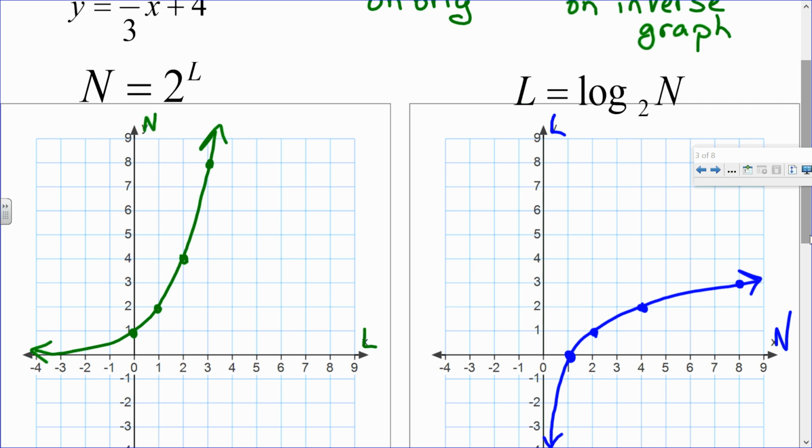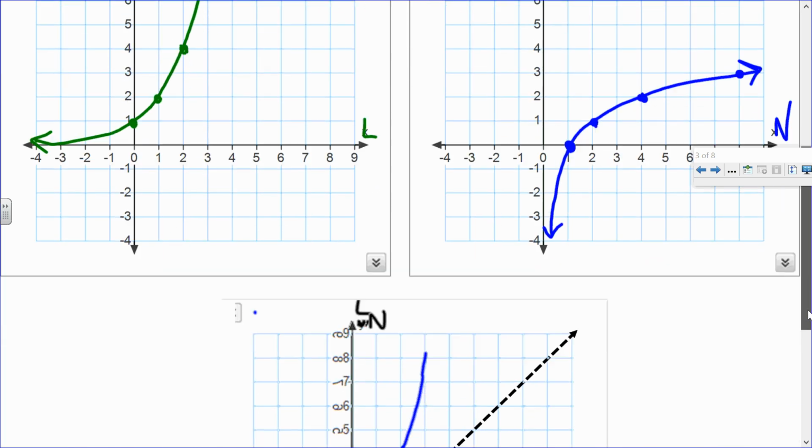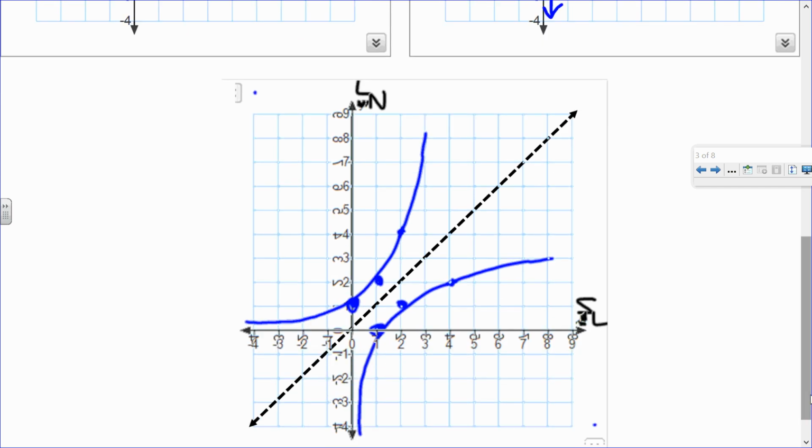Okay, let me show you one other thing about these graphs. So here I've redrawn the exponential graph and the logarithmic graph, and I've drawn in that dotted line y equals x. How do those two curves, can you describe one of them compared to the other in terms of that dotted line? Does it look like a reflection?